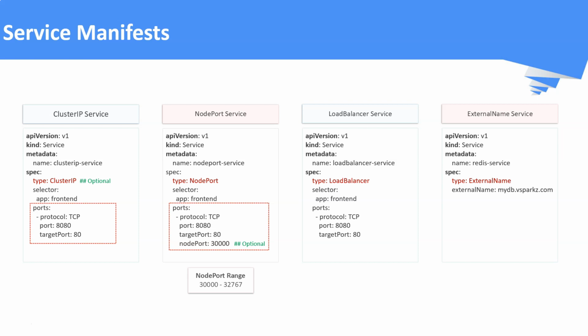If we look at the load balancer service manifest, it is exactly equal to the ClusterIP service including the ports, but the only difference is its type. Here the type should be LoadBalancer. Finally, it is the external service name. Here the type is ExternalName. For the external name service, there is a special field called externalName, where we need to specify the DNS name of our external component. All the other fields like selector and ports are not required for this type of service.